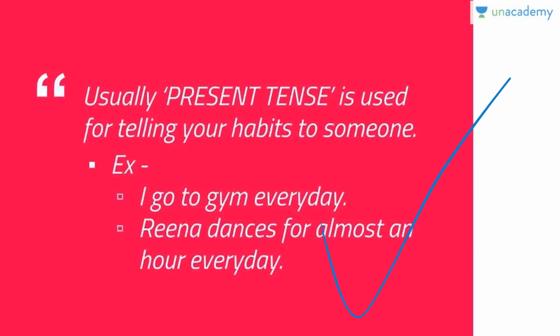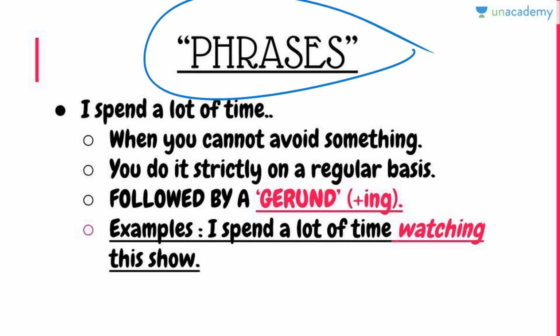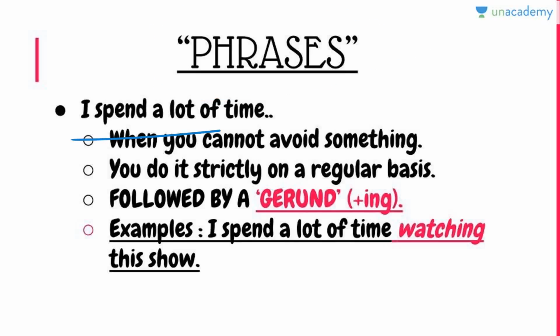Now, phrases that you can use. I spend a lot of time. You use it when you cannot avoid something and you do it strictly on a regular basis. It is always followed by a gerund, which includes ing. So you say it like, I spend a lot of time watching this show. You put the stress on this syllable, right?